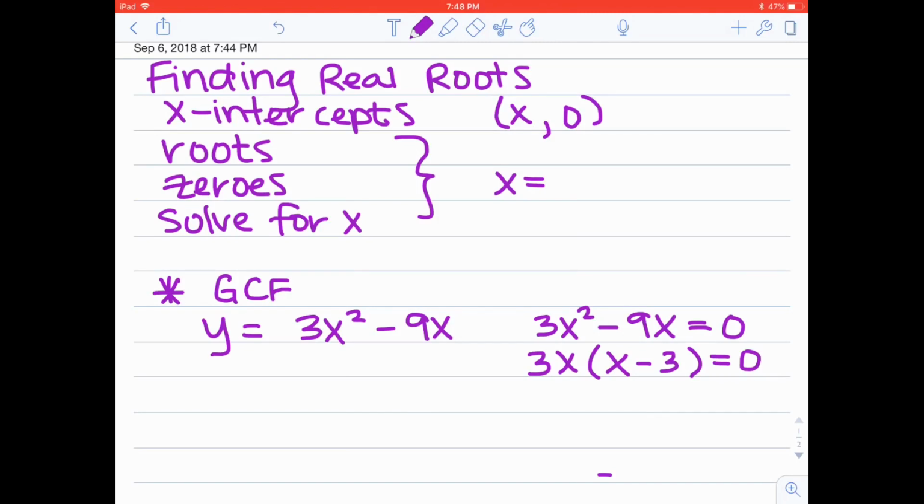At this point, we would go ahead and we would take each factor and set it equal to 0. So 3x equals 0, and x minus 3 also equals 0. So for 3x equals 0, if I divide by 3 on each side, that gives me x equals 0. And if I add 3 to each side, that gives me x equals 3. So my two solutions would be 0 and 3. You don't have to show that in between work.